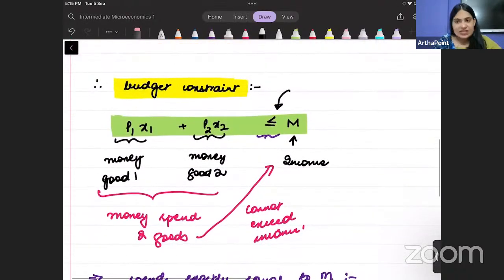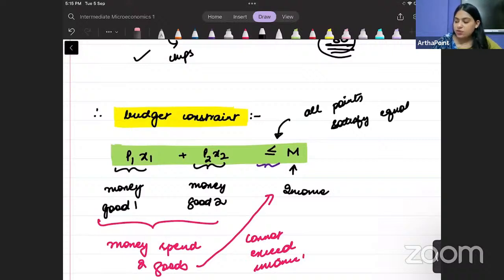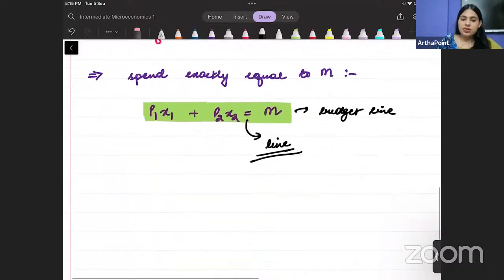Now when I spend less than or equal to my income, then beta, all points that satisfy this equation, ये वाली equation, जो भी point satisfy करते हैं, that forms a budget set. All points, all bundles satisfying the budget constraint formulate the budget set. I hope this is clear to you. Okay. So please write down.